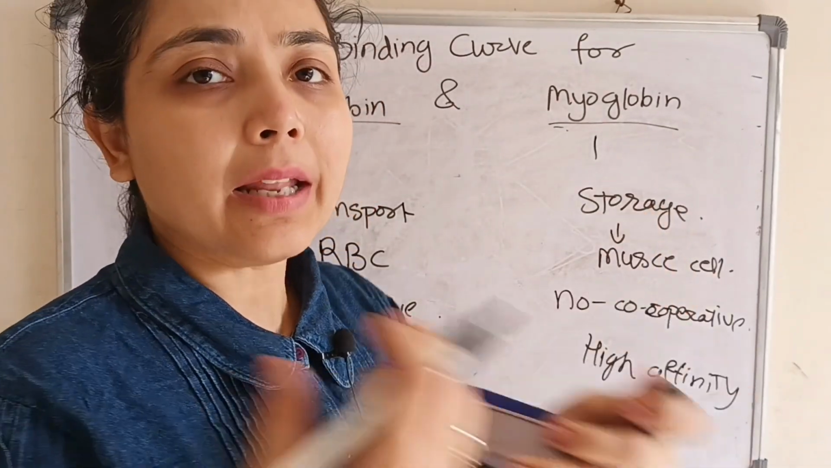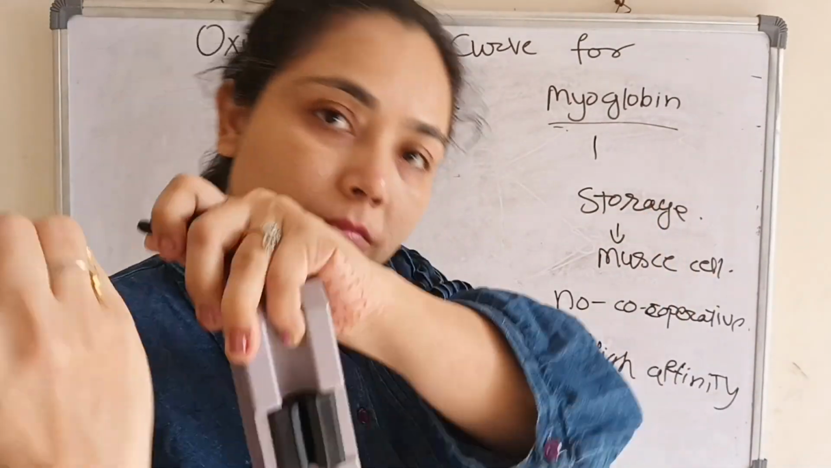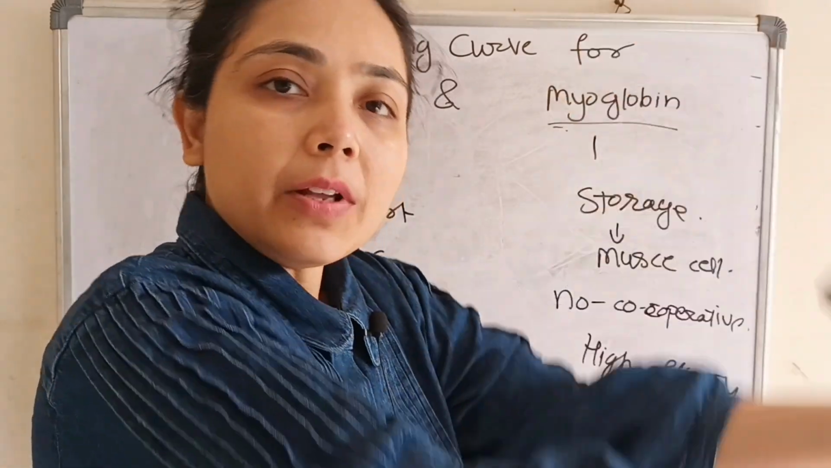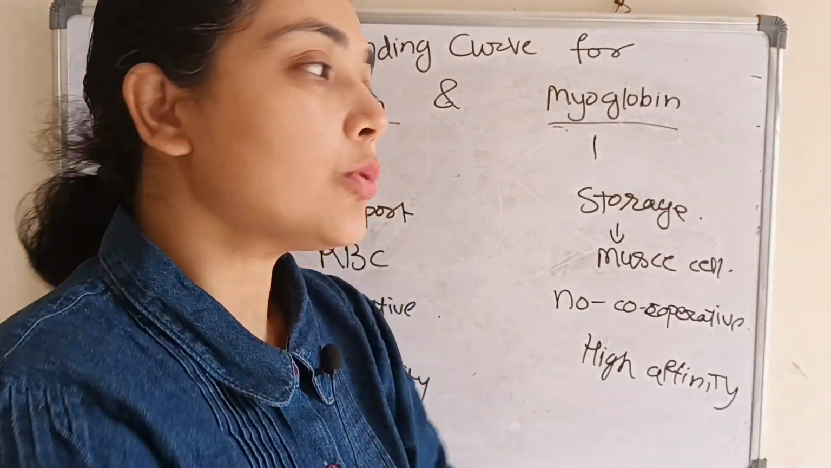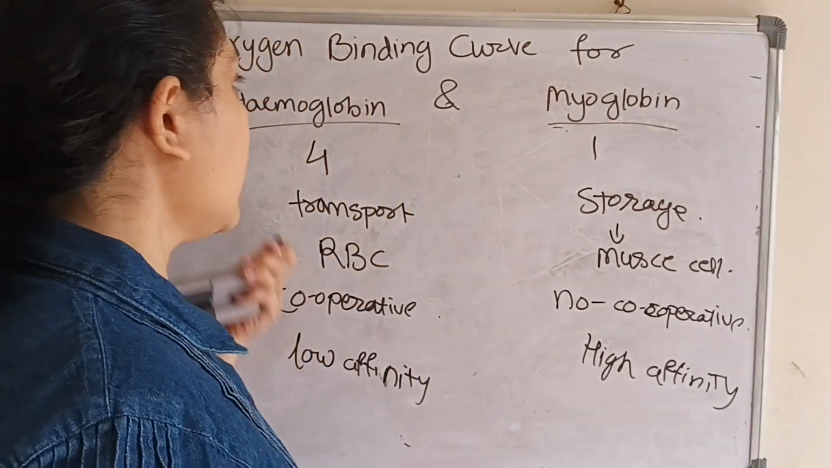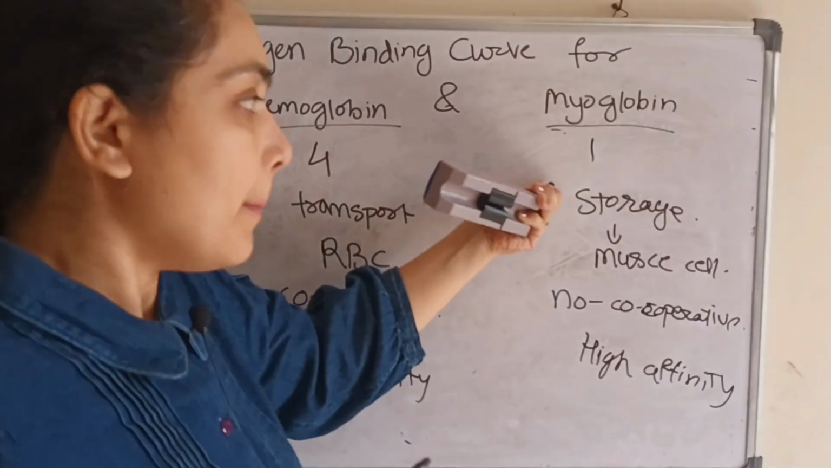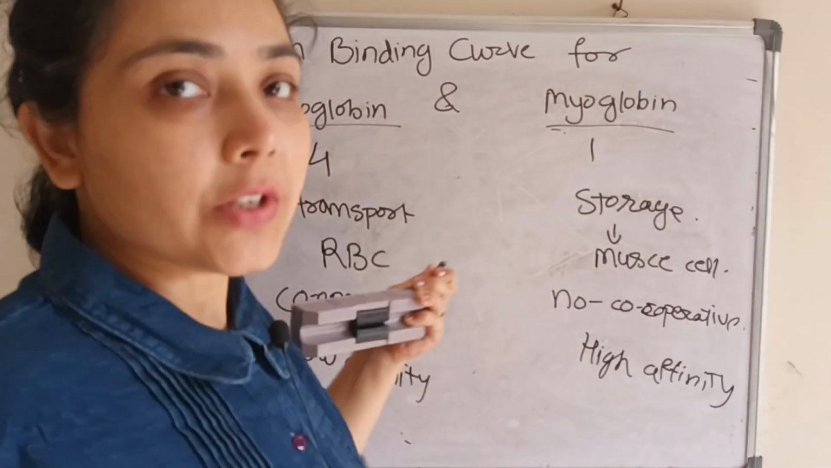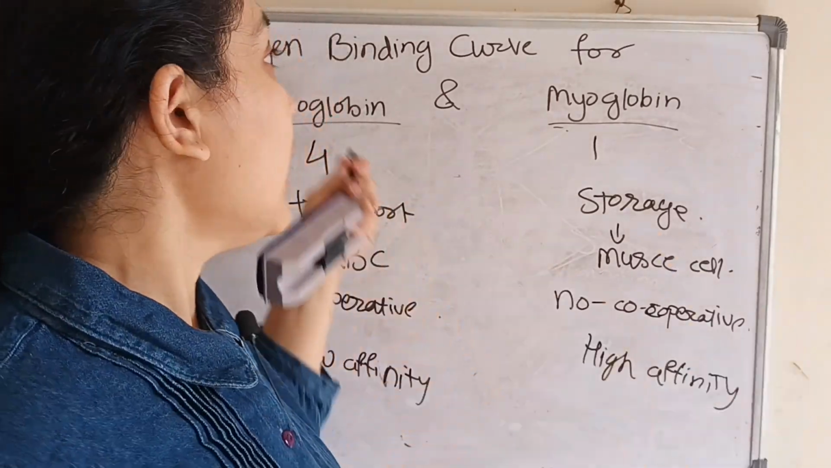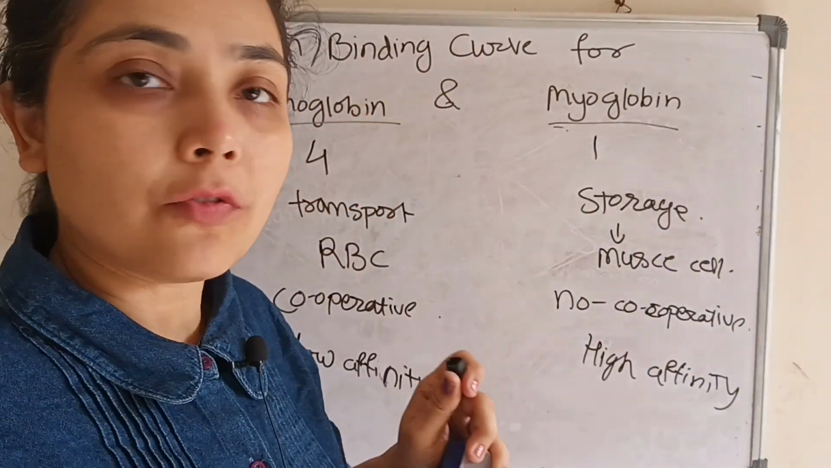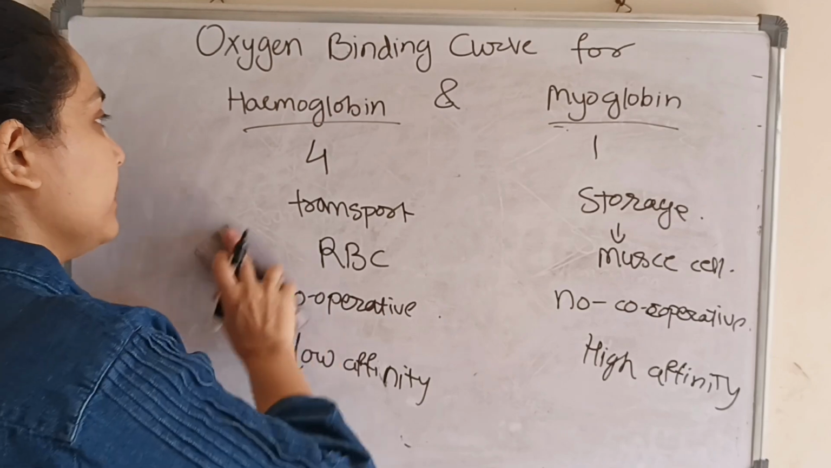So it can easily pick up the oxygen from the lungs, travel through the bloodstream, and supply it to the organs or tissues which are in need. So this shows the low affinity towards oxygen, or loose binding, as compared to myoglobin. These are some things which we need to keep in mind before understanding this topic, the oxygen binding curve for hemoglobin and myoglobin.